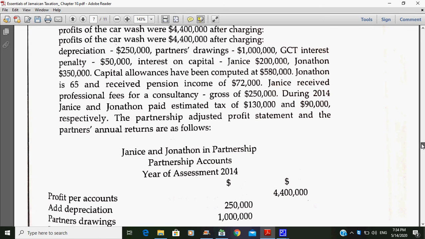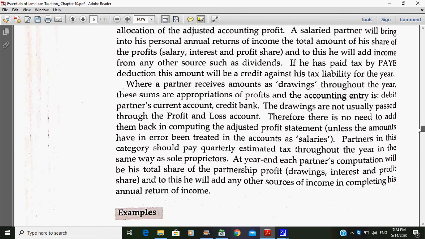Why? Let's go back up top to remind ourselves, right? Where partners receive amounts as drawings throughout the year, these sums are appropriations of profits and accounting entries debit partners' current account and credit bank. The drawings are not usually passed through the profit and loss account. Therefore, there is no need to add them back in computing the adjusted profit statement, unless the amounts have erroneously been treated in the accounts as salaries. Good?